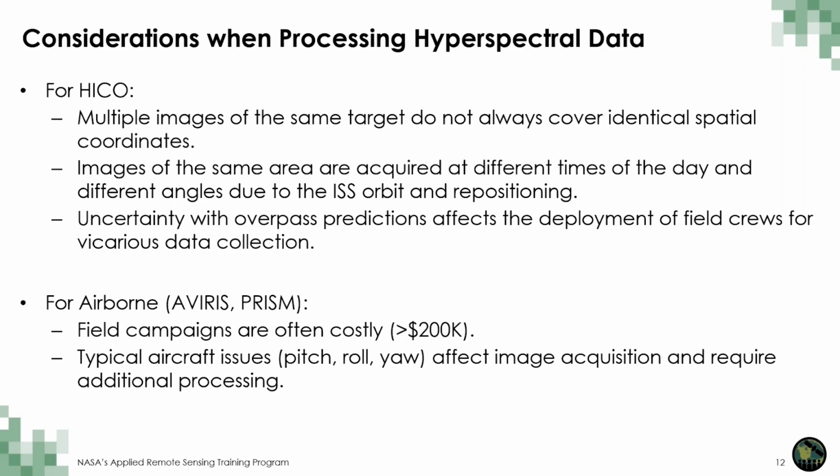Similarly, for airborne sensors such as AVIRIS or PRISM, the field campaigns are usually costly. We're talking probably on the order of more than a couple hundred thousand dollars for a field campaign. So that's something you have to take into consideration, particularly when designing the project or budgeting for the project. And also there are the typical aircraft issues, for instance, pitch, roll, and yaw, that affect the image acquisition and might require additional processing as well.